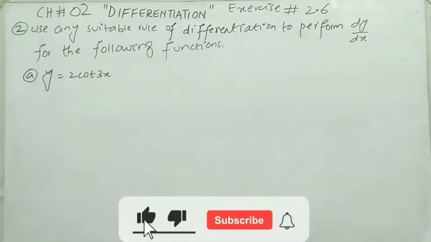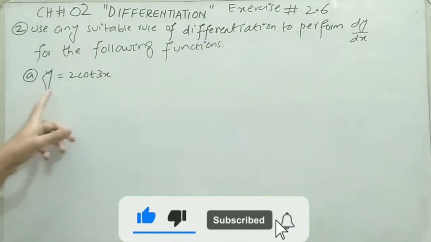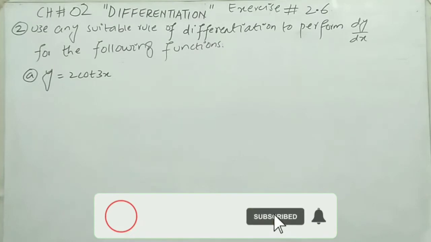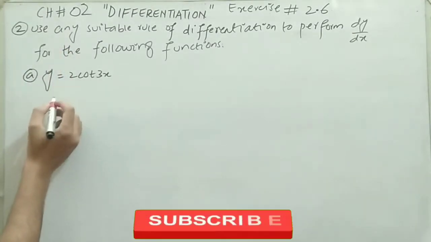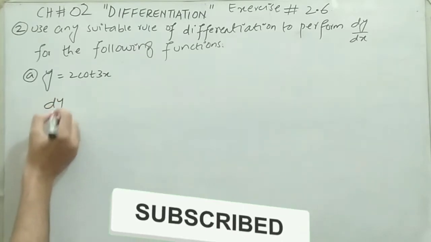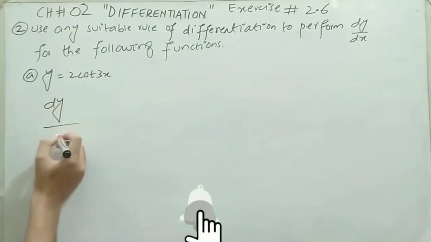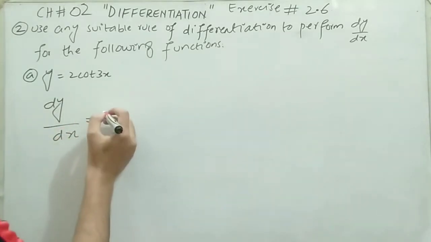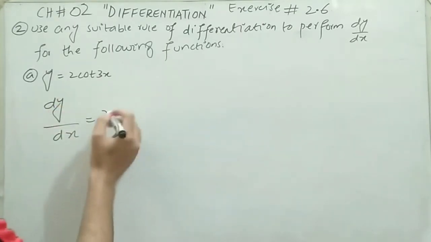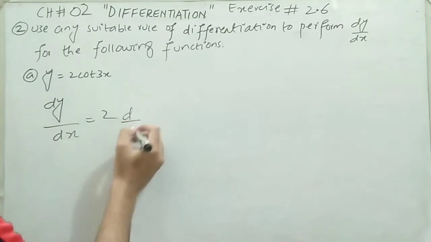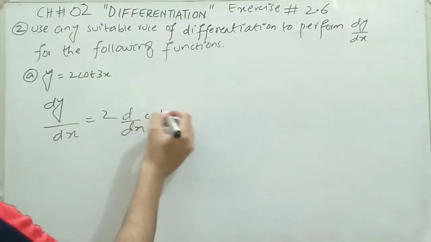In question number 2 part A, it tells that a function is given y is equal to 2 cotangent 3x, and find dy by dx. So it means that we will differentiate both sides with respect to x. So by differentiating both sides with respect to x, it becomes dy by dx will be equal to 2, which is a constant, so it will come out of the cotangent 3x. So 2 d by dx of cotangent 3x.